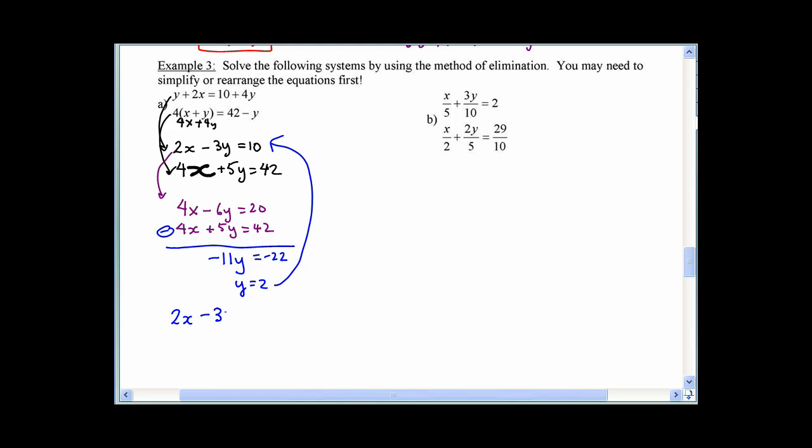Wow, 3 times 2 equals 10? That's 6 plus 10, that's 16. So 2x equals 16. So x must equal 8. So the solution is (8, 2). Ta-da!